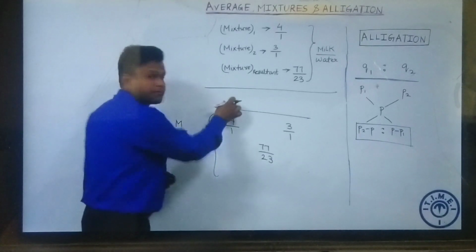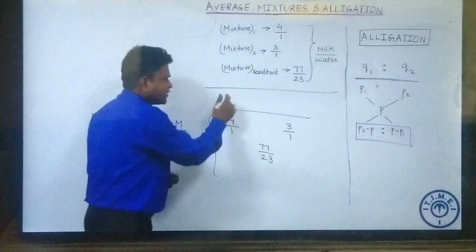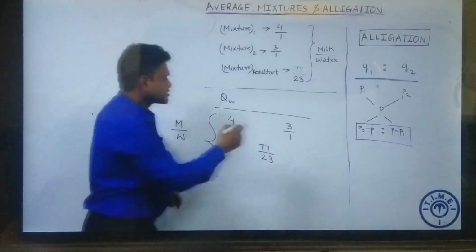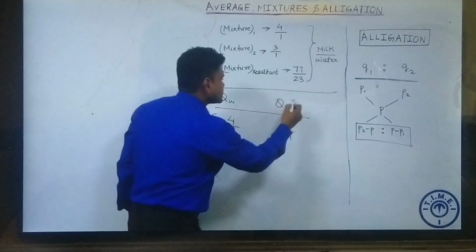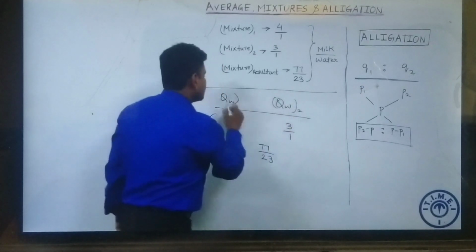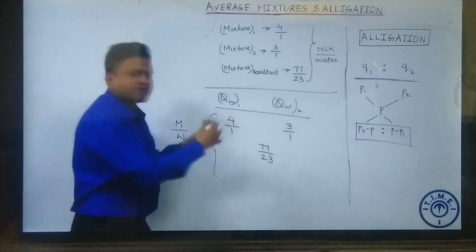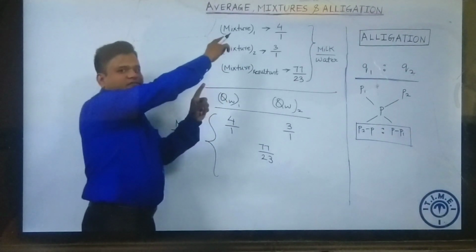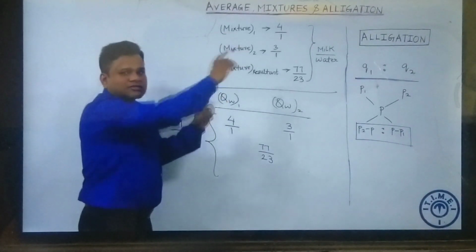So what we have to keep here is the quantity of water which is there in the first mixture. Similarly, the quantity of water which is there in the second mixture. So once you obtain this difference and final ratio, you will be getting the ratio of how much water is there in the first mixture and how much water is there in the second mixture.